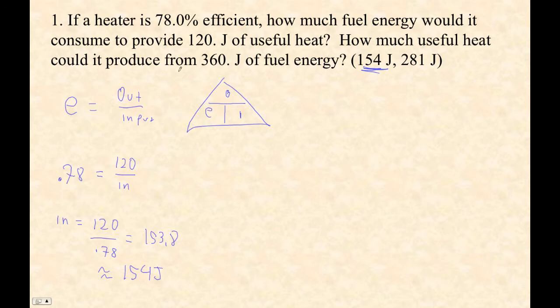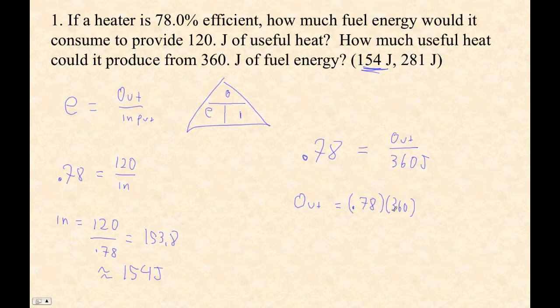And then it says how much useful heat could it produce. So we want to know the output, from 360 joules of fuel energy. So we'll set up another one, 0.78 is, we want to know the output, so out divided by 360. And of course, what we're going to do here is cross multiply, or we can cover that up and notice that it's E times I. So out is 0.78 times 360.